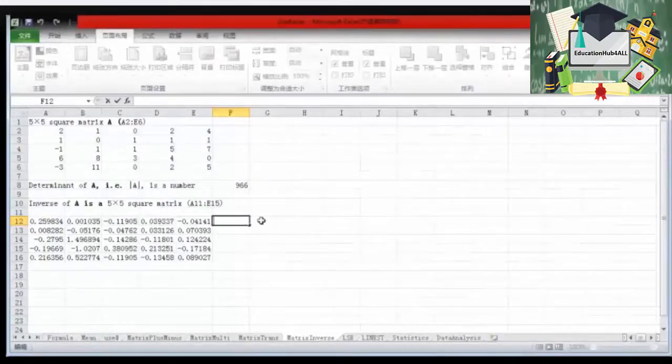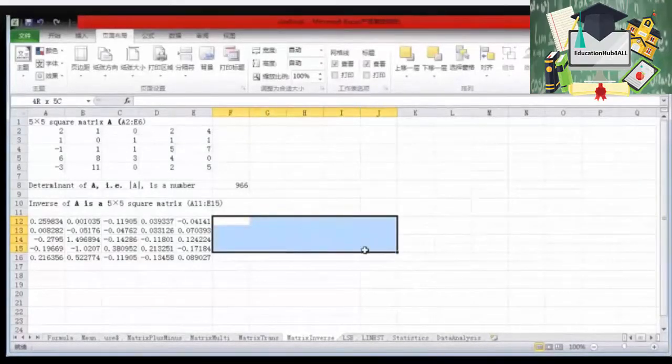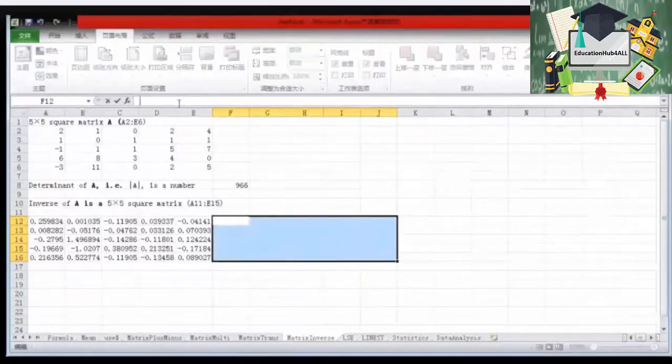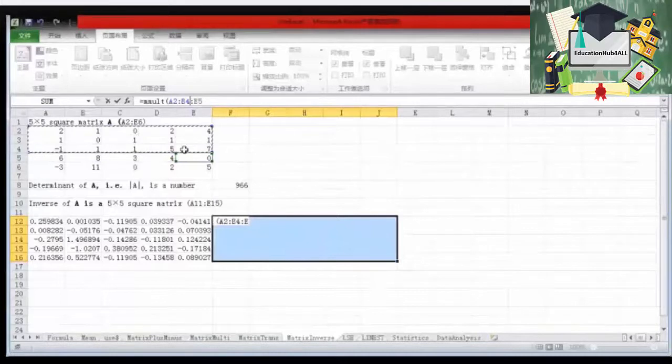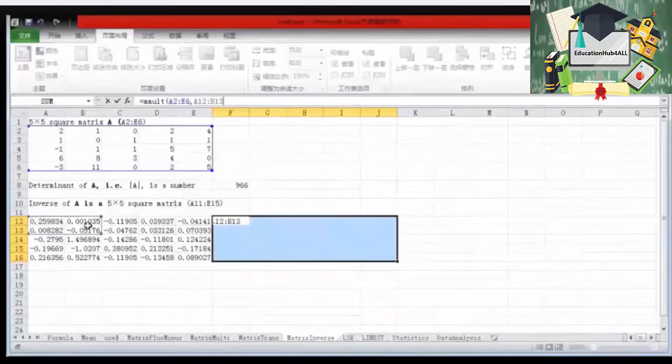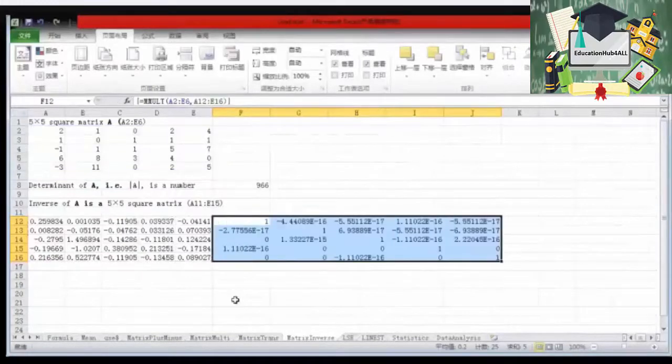Of course, it's again a 5 by 5. So I select the area and I use the MMULT, matrix A with the inverse. Control Shift Enter. What do you have?